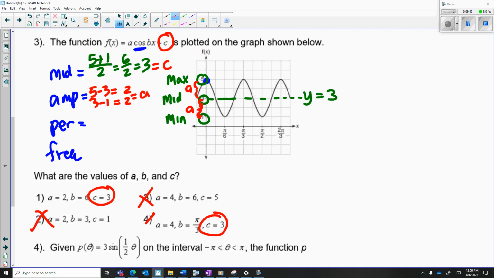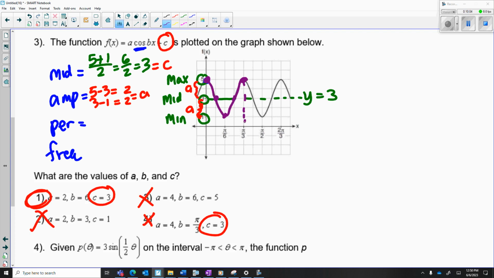Right away, I know the answer has to be choice 1 before I even do anything further. But let's take a further look into the period and the frequency. The period is how much space one full curve takes up. This is a cosine curve. Cosine goes from maximum back to maximum. So if we were to put in the 5 full points, this would be one full cosine curve.